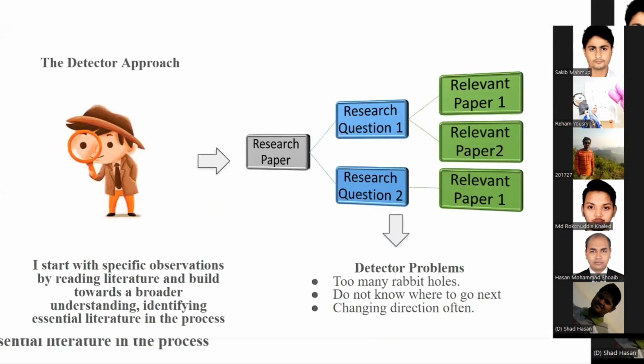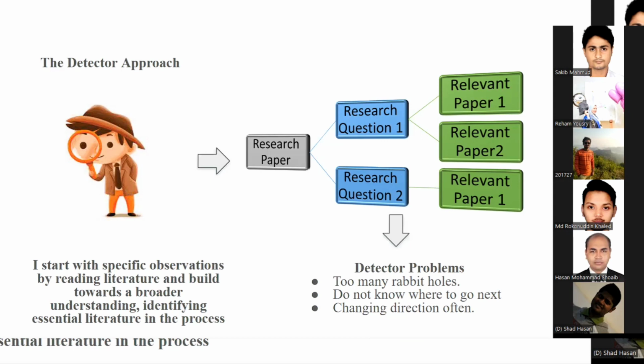But in the detector approach, what will you do? You start with specific observation by reading literature and build towards a broader understanding, identifying essential literature in the process. You have a research paper, you develop research question 1 and research question 2, so you will find relevant research paper 1 and 2. So what is the basic problem of the detector approach? You have too many rabbit holes. Maybe you have many relevant papers, might be 5, might be 10. So you have many research rabbit holes.